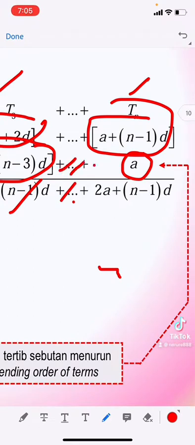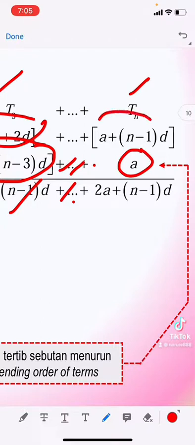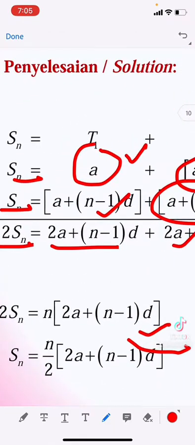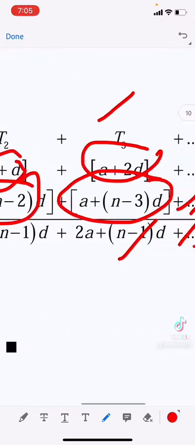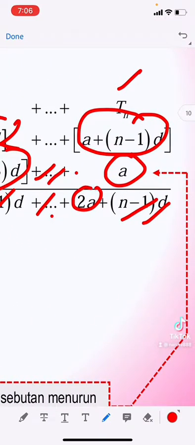Every term in between will be the same. So we don't have to show everything in between them. We just show the first 3 terms and the last term. So this one plus this one, you can plus and see you get 2A plus n minus 1D. So actually you don't have to go and do it. You just keep on writing this one for 3 times and the last time 4 times only, right?